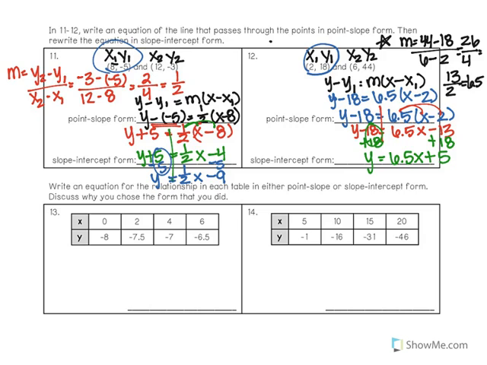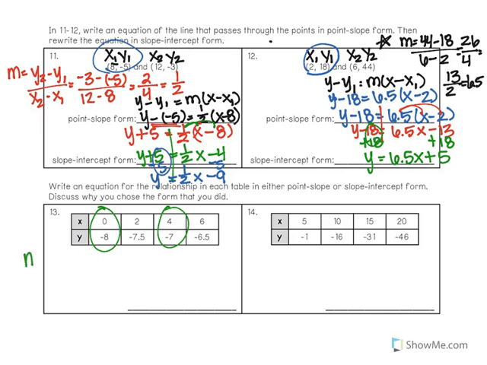Well, in all honesty, on both of these, it really doesn't matter which one you choose to do, but you pick out 2 points. I choose to use this one and this one on this table just because when I look at this, I can see that there are no decimals. And so I am going to go straight to slope intercept form.